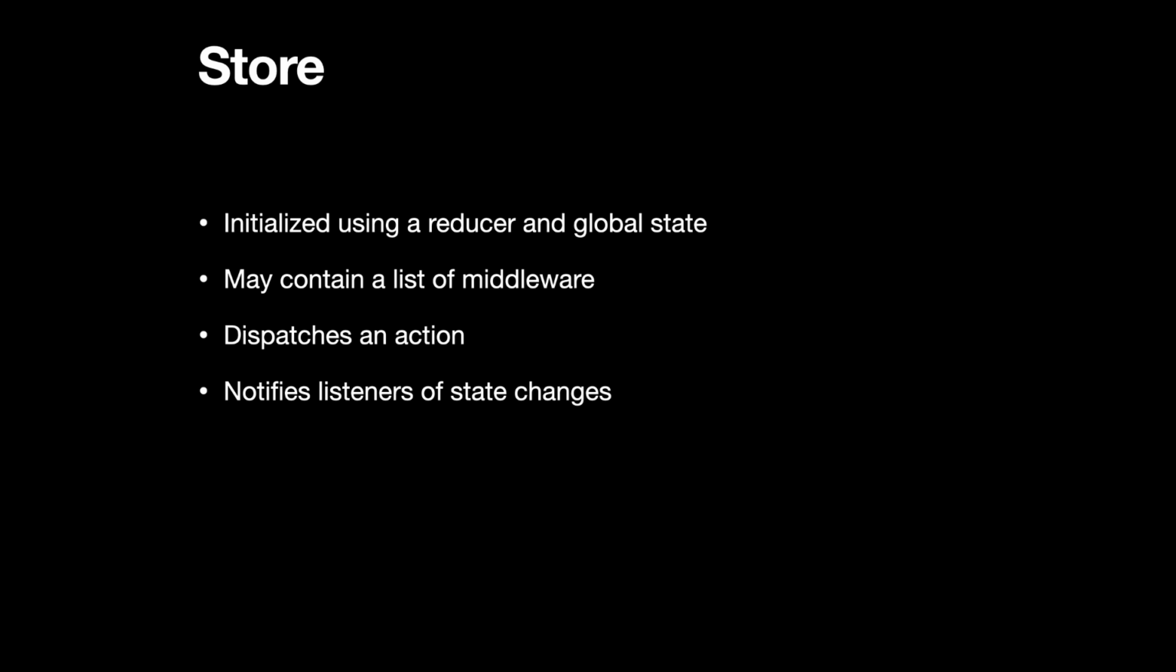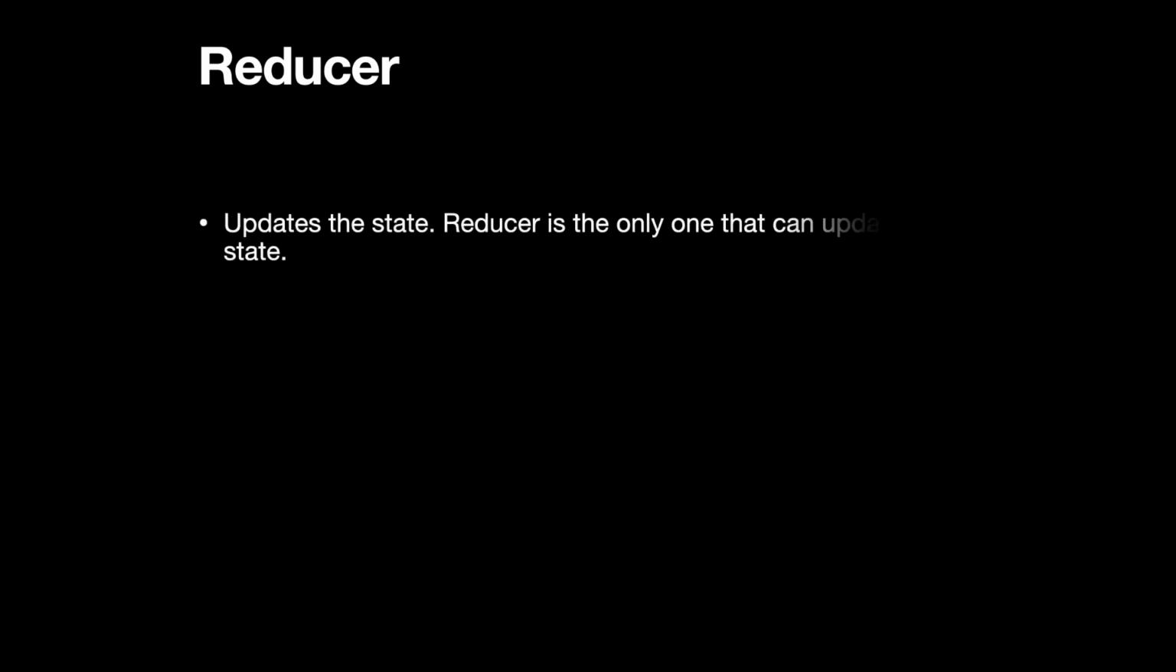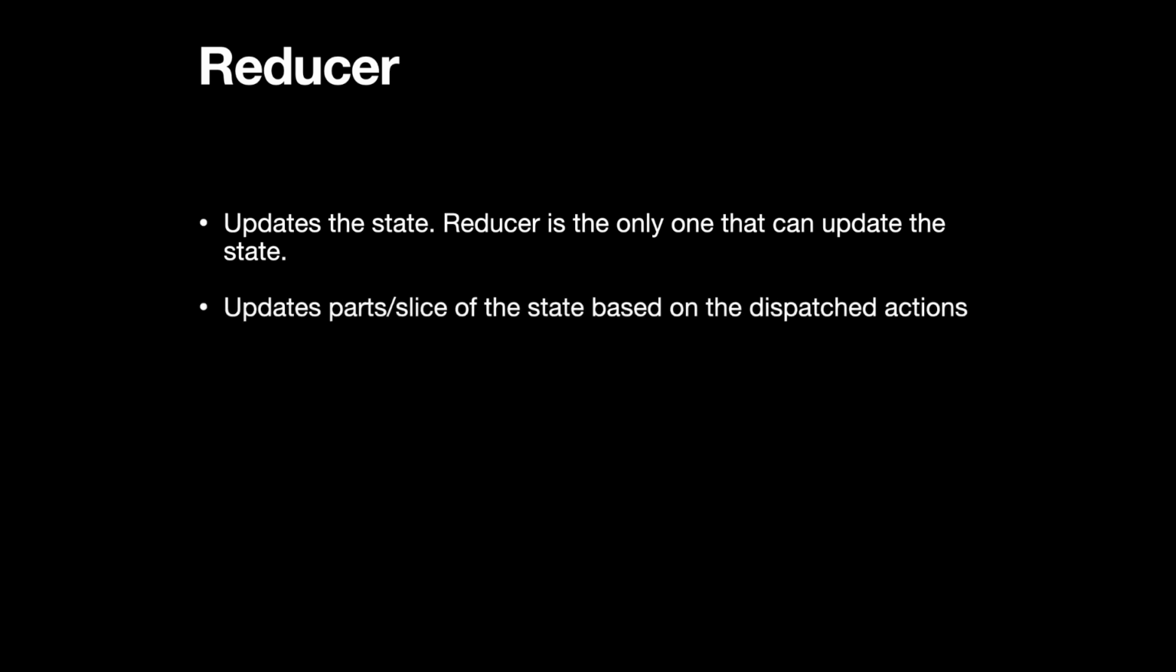Now let's go ahead and talk about the reducer. It is the job of the reducer to update the state, and one very important thing about the reducer is that it is the only thing that can update the state. The reducer can also update parts, also known as slices, of the state based on the dispatched actions. This means that maybe you are updating just the user is authenticated flag, but maybe the reducer is also updating only a part of the state, meaning the movies in an array.